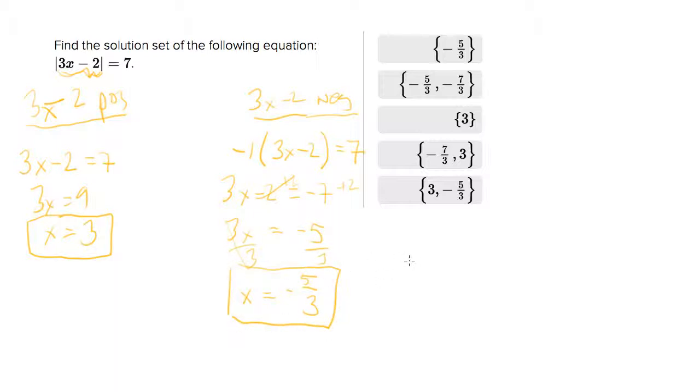So the way that you write these sets when you have two possibles is you put a curly brace, and then you have the two numbers separated by commas, -5/3 and 3. So that's the answer that we're looking for, which is the fifth choice here.